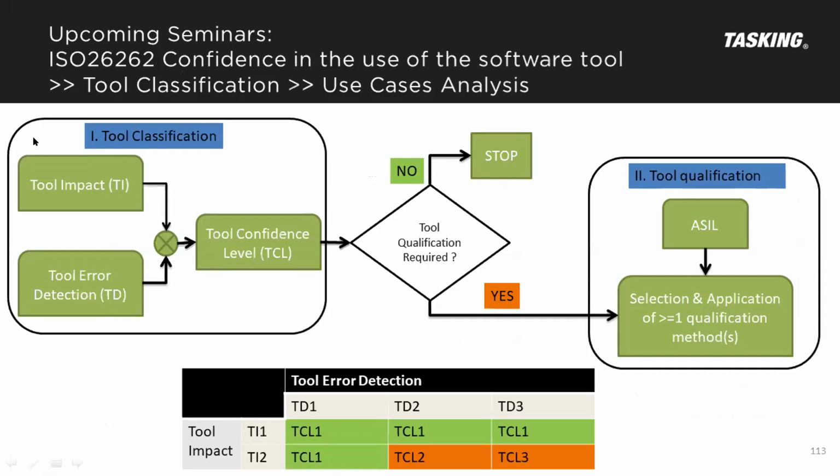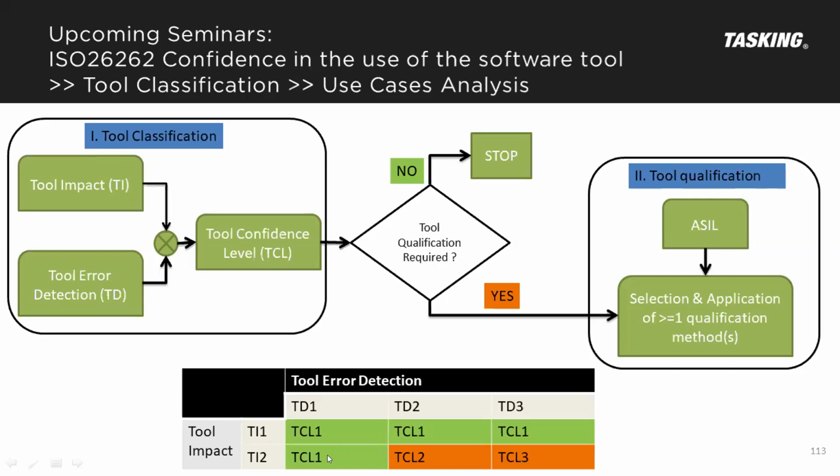Here we are going to discuss the first stage, which is called tool classification, and after that we are going to see the second phase, which is called tool qualification. For the first part, tool classification, we are going to give you an idea of how you can define the tool impact and the tool error detection, and these two elements together, the TI and the TD, will give you something called TCL, or tool confidence level. This tool confidence level will tell you whether you need to qualify the tool chain, or any tool that you are going to use, or not.